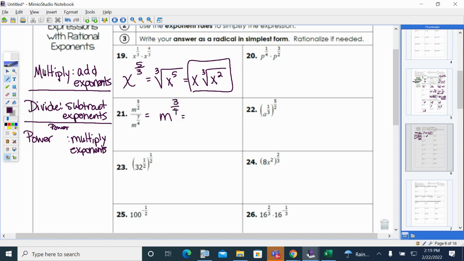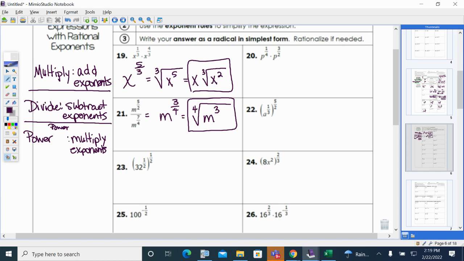And again, I'm going to change this back into a radical. 4th root of m to the 3rd. And that's going to be as good as that's going to get. There are not enough m's on the inside to bring anything out. I want to look at 22 and 23.